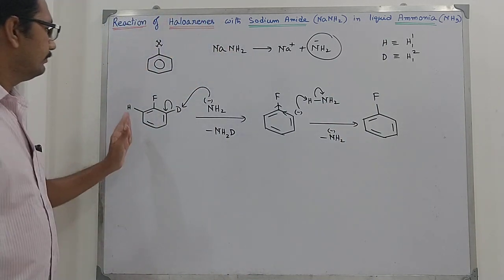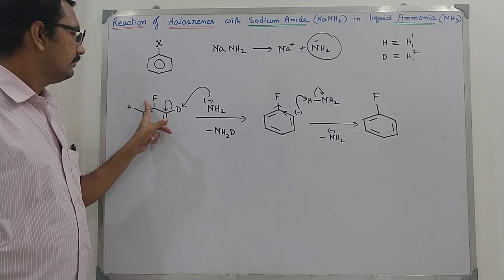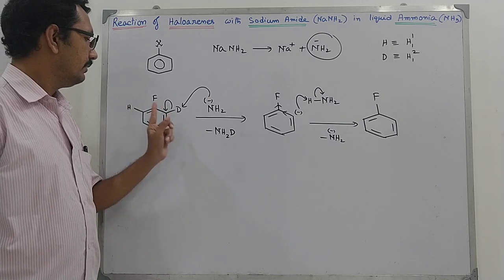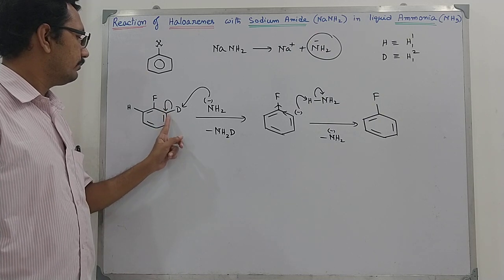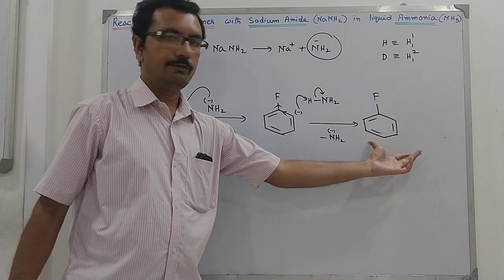So if you start with 2-deuterofluorobenzene, then you will get the product fluorobenzene.